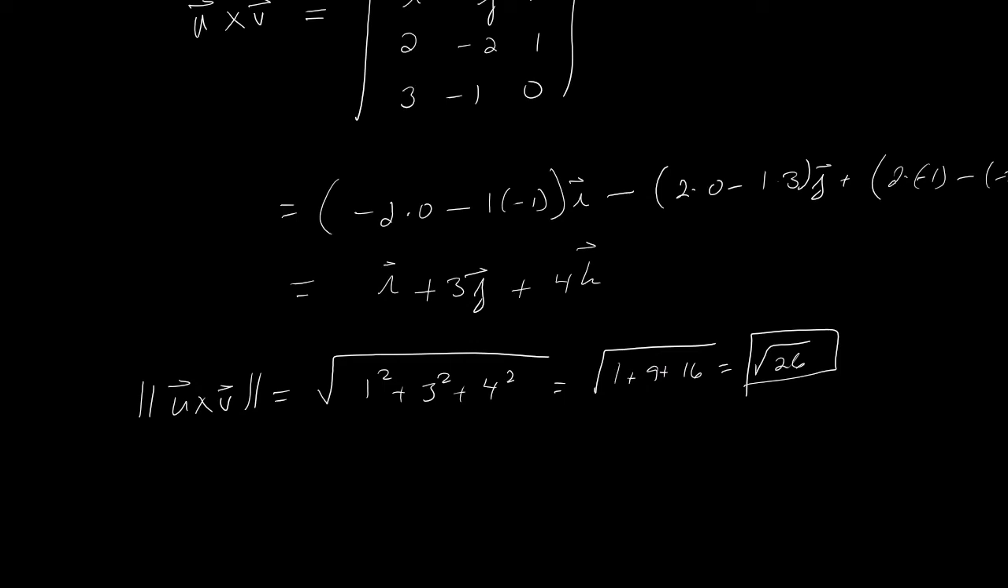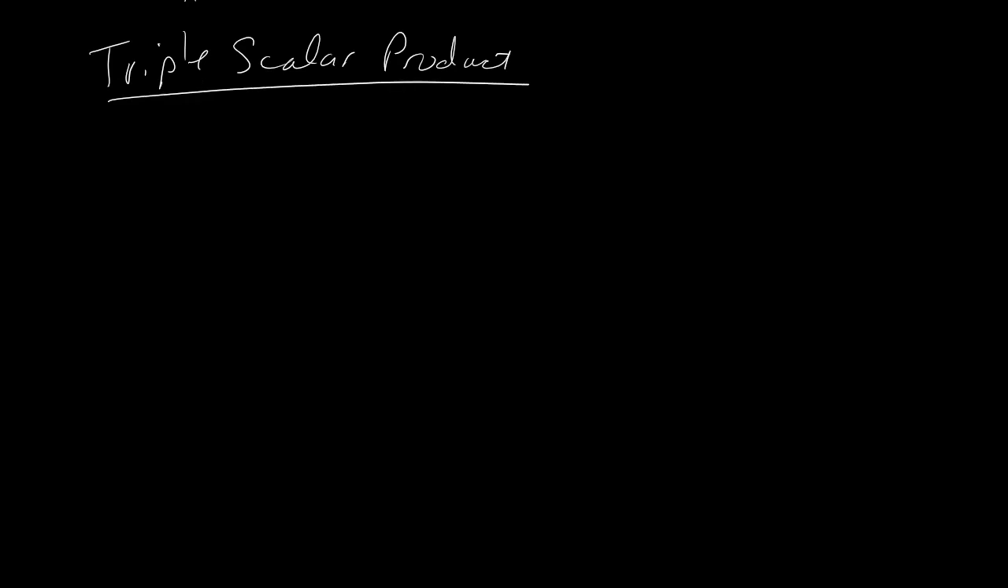All right, so now we're going to talk about the triple scalar product. So let's go ahead and write that down. Triple scalar product. This is where we dot a vector with a cross product. So u dotted with v cross w, or u cross v dotted with a vector w. Okay, either way, you're going to get the exact same thing.